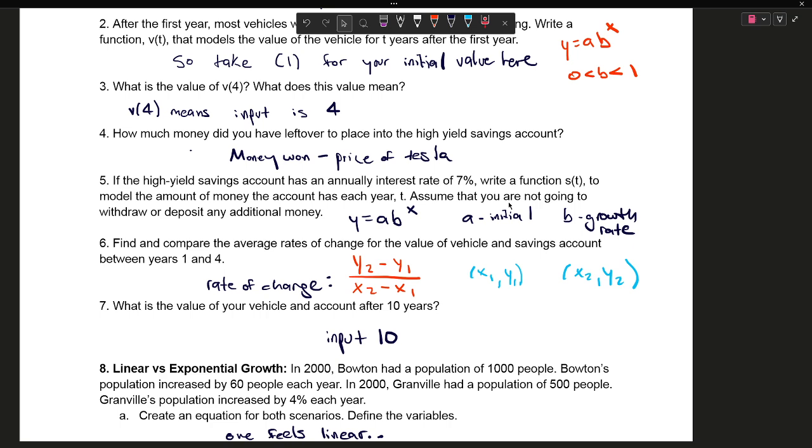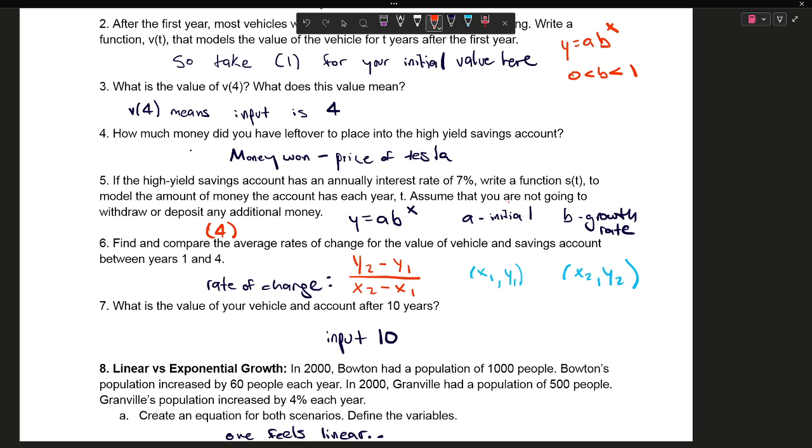So you take the value from number 4, and that is going to be your a value. Then you take your growth rate. Remember, it's going to be a number above 1 because we are gaining money. We're not losing money by putting it into a savings account. And yeah, you just write the equation for that.